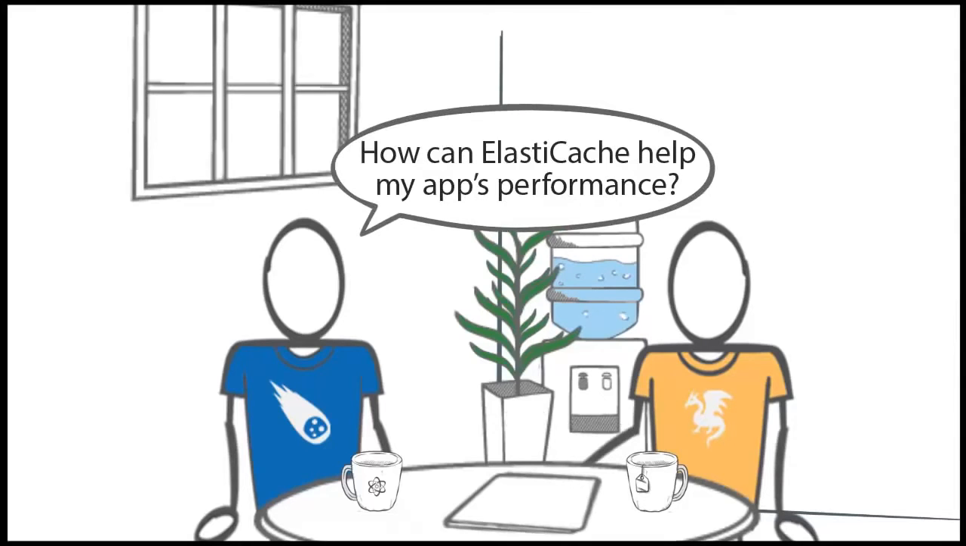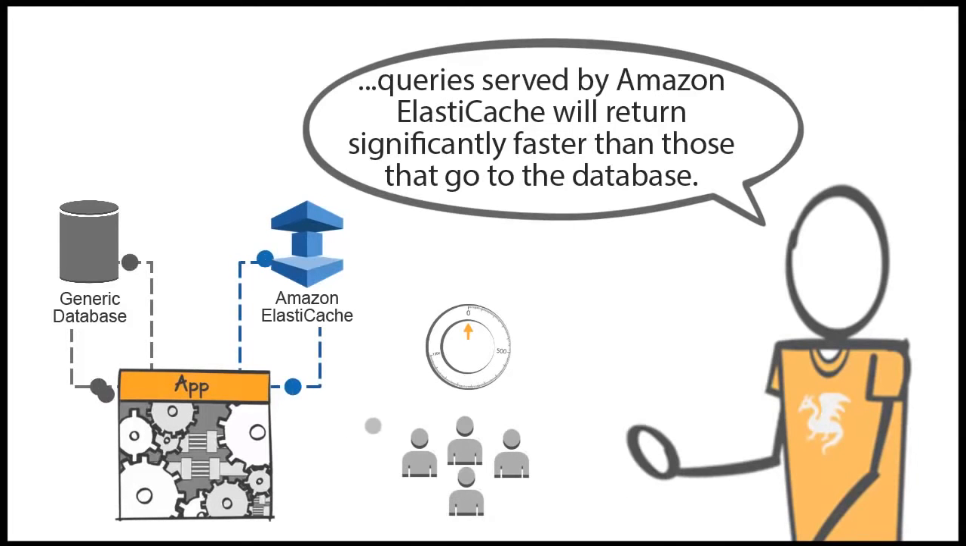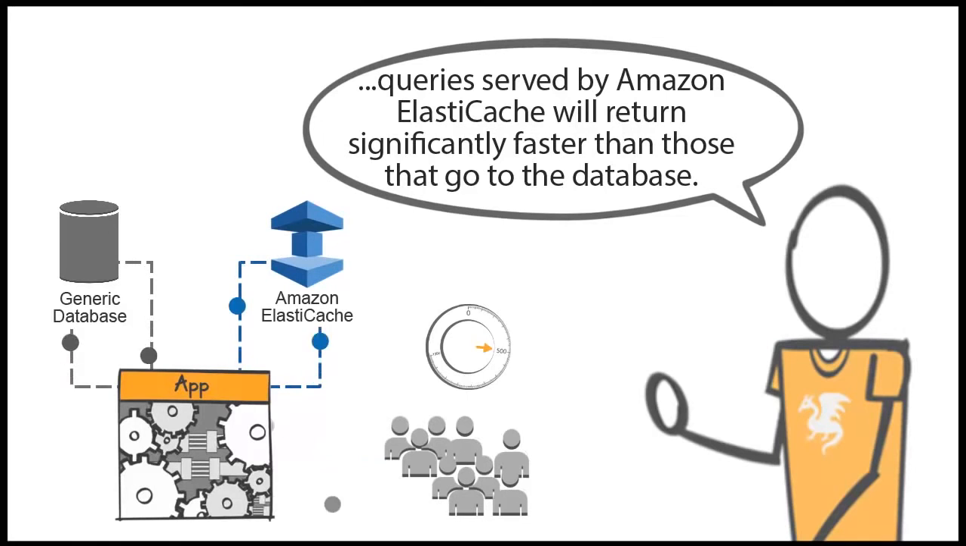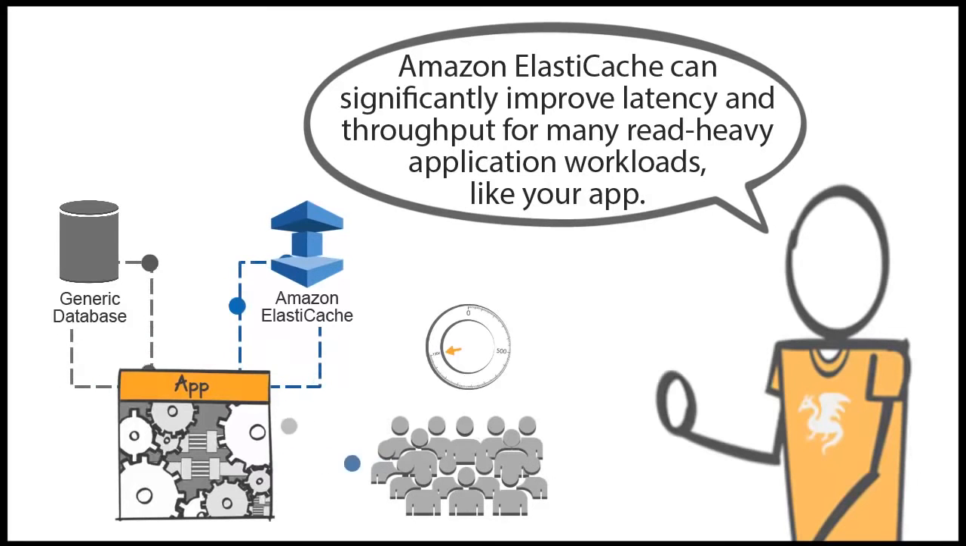How can ElastiCache help my app's performance? Since memory is orders of magnitude faster than disk, queries served by Amazon ElastiCache will return significantly faster than those that go to the database. Amazon ElastiCache can significantly improve latency and throughput for many read-heavy application workloads, like your app.